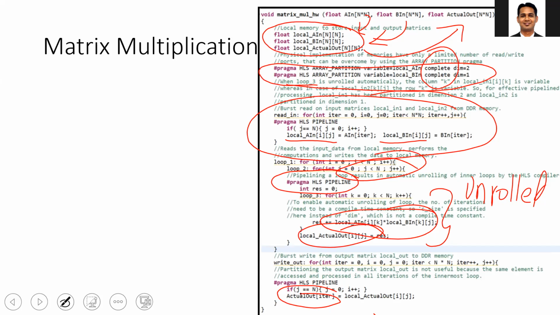But this is the approach we followed. We copied the data from the processor memory to our local memory. We partition this memory such that we can read the complete row of A and the column of B, and then we utilize that in the pipelined version, so that we can do all the n multiplication operations in parallel, and then we copied the data back to the memory of the processor.